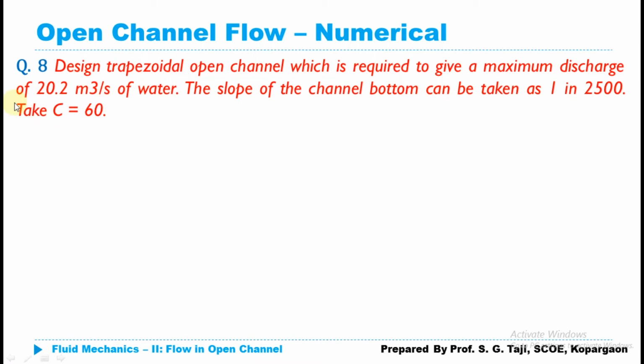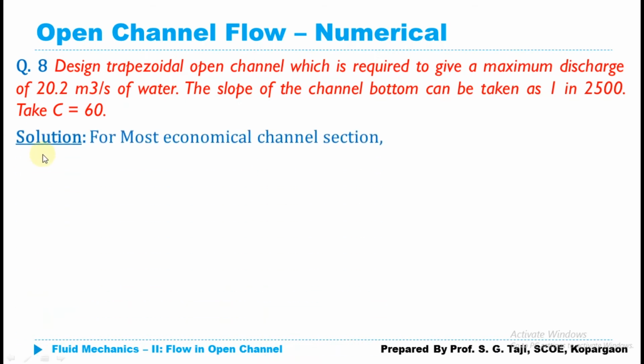So if they have given the value of C, we are going to use Chezy's equation. If they have given the value of N, then we are going to make use of Manning's equation. Sometimes they would also give Bazin's constant K or Kutter's constant N. In that case, we are going to calculate the value of C, and then compute the dimensions by using Chezy's equation.